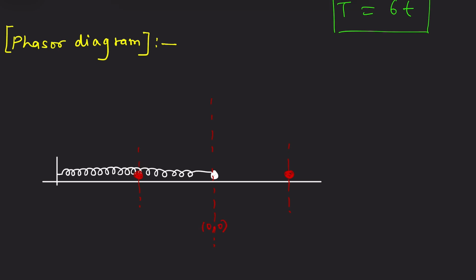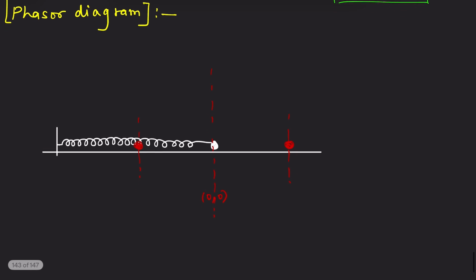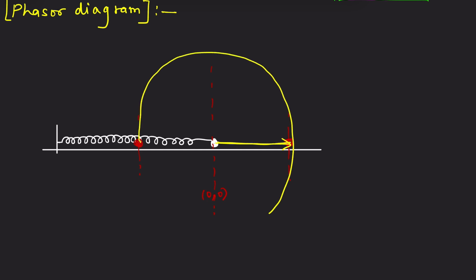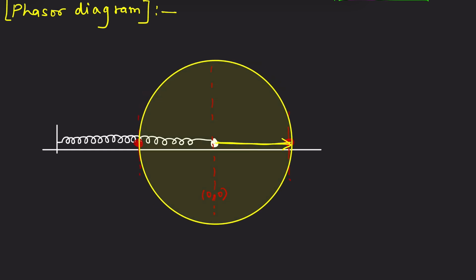Now what I'm going to do is make a circle of this radius. With this radius I'm going to make a circle. So let me make a circle here. Yes, so we have made a circle here.